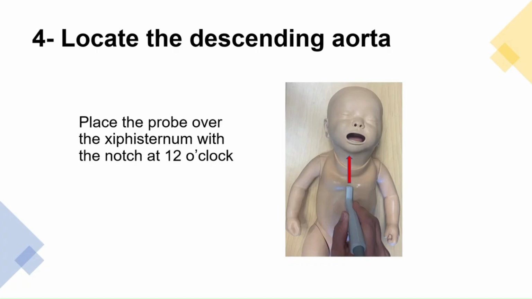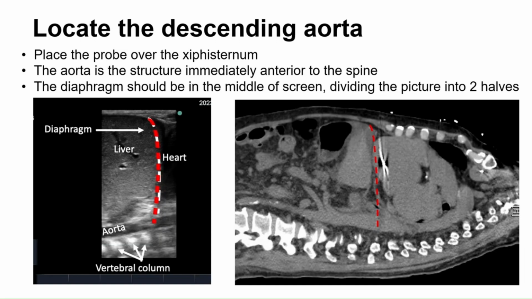Next, you need to locate the descending aorta. Place the probe over the xiphisternum with the notch at 12 o'clock, as demonstrated in the picture. These 2 pictures demonstrate the anatomical configuration on imaging.